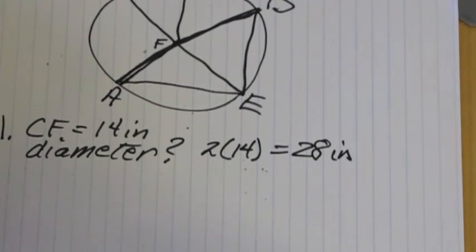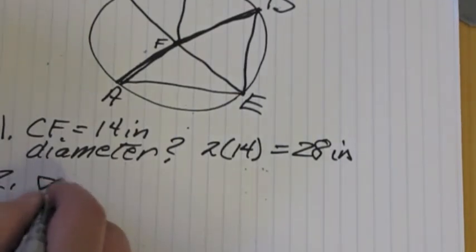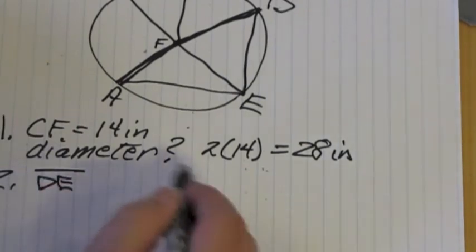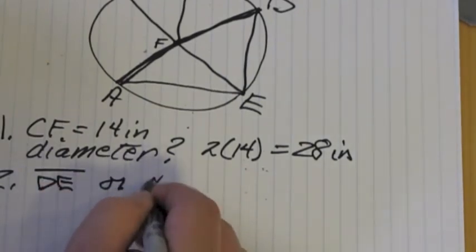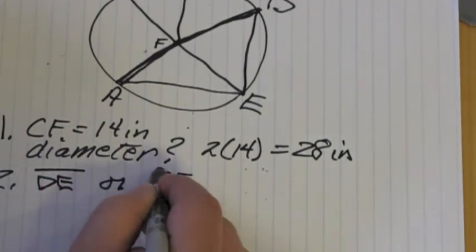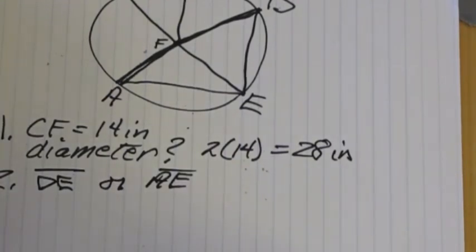Question number 2. Identify a chord that is not a diameter. A chord that is not a diameter. And you have 2 choices. Got it? If you had said DE or AE, those are chords that are not diameters, and you would have been correct.